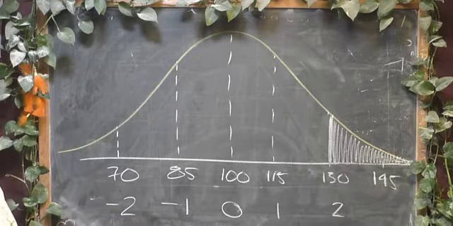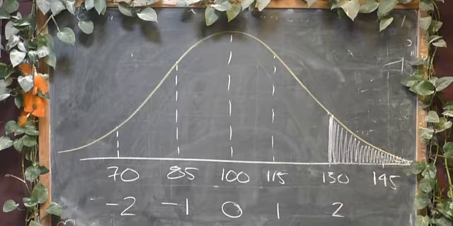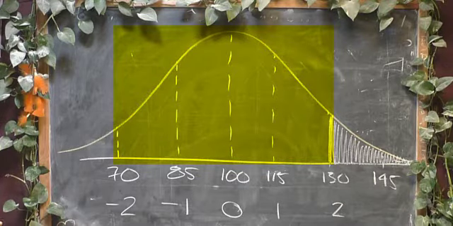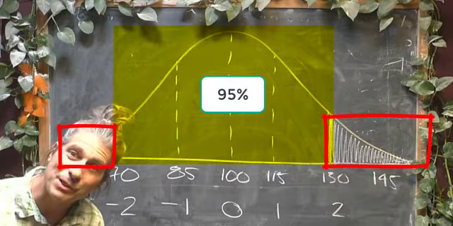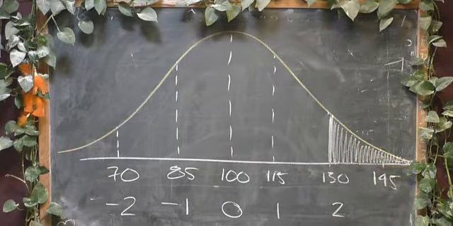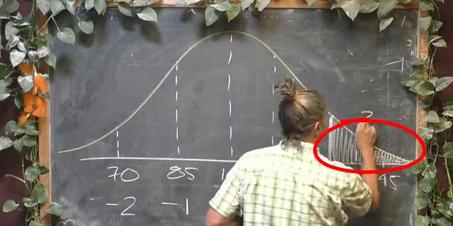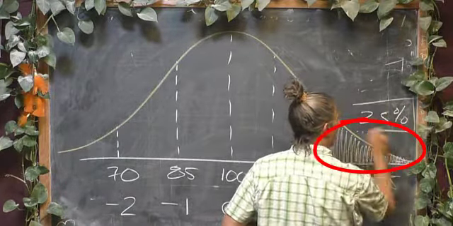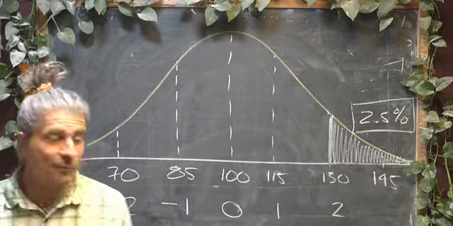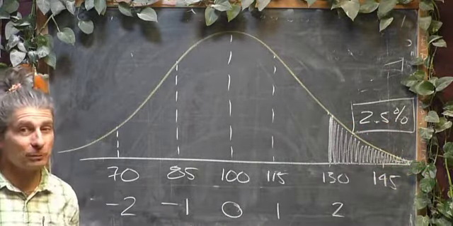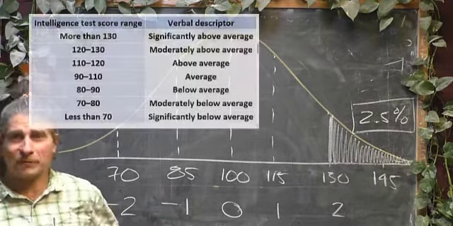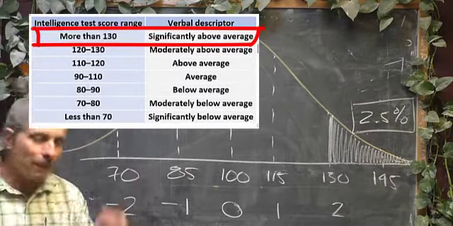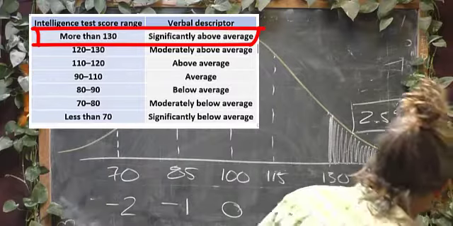We also know something else. This area right here represents 95% of the curve within 2 standard deviations. That means these two areas here are the other 5%, which means this area right here has to be 2.5%. Which tells us that 2.5% of the population by this IQ measure, which is the most recent one I could find, by the way, are considered significantly above average. Boom.